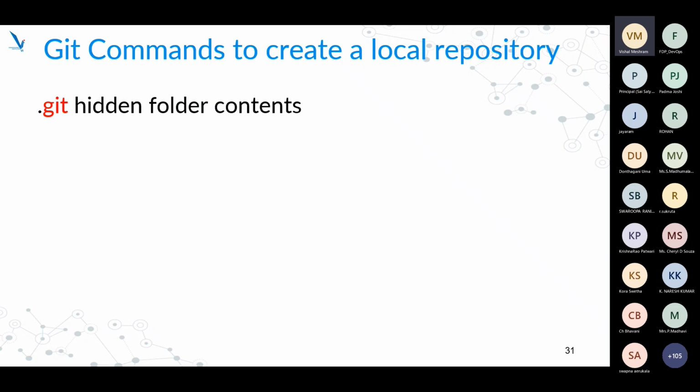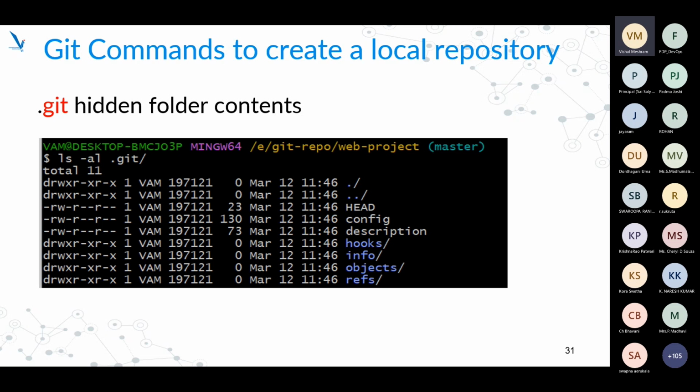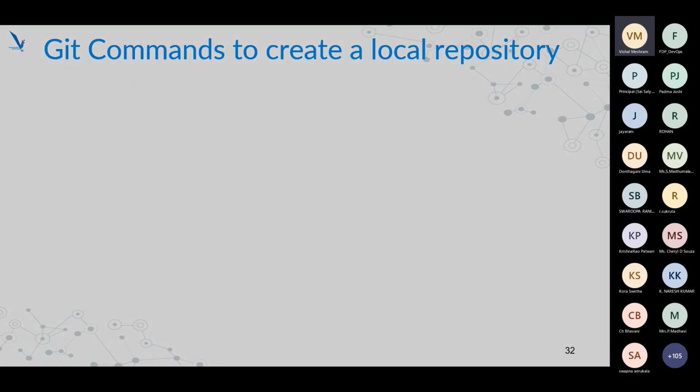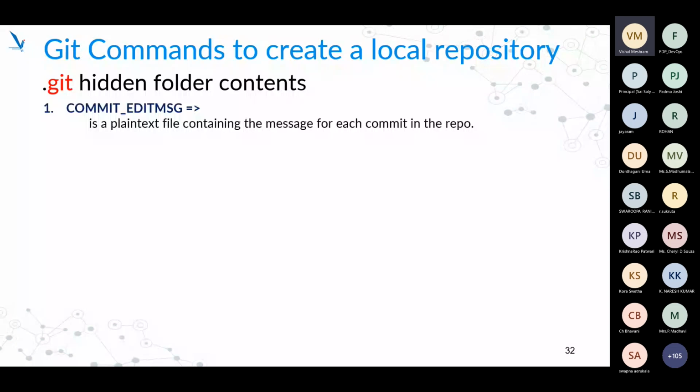So what are the contents of that .git hidden folder? This I have already shown you, right? HEAD, config, description, hooks. Let's discuss in a short time the meaning of everything. Whenever required, I will show you the content of these files also, so that this will give you insights into how Git works basically.